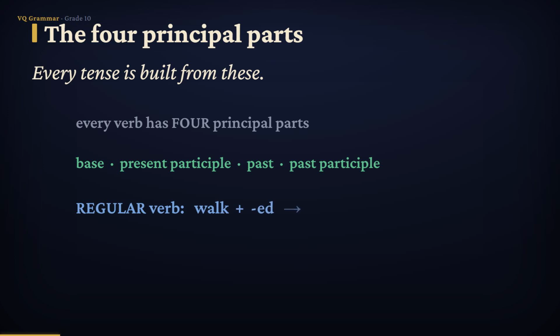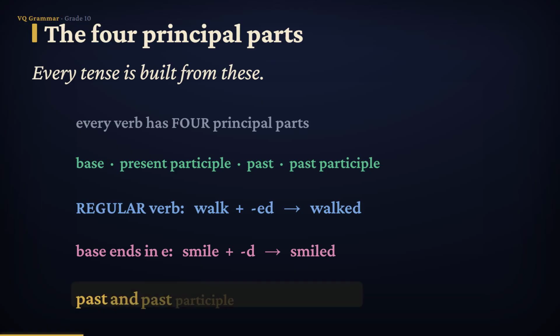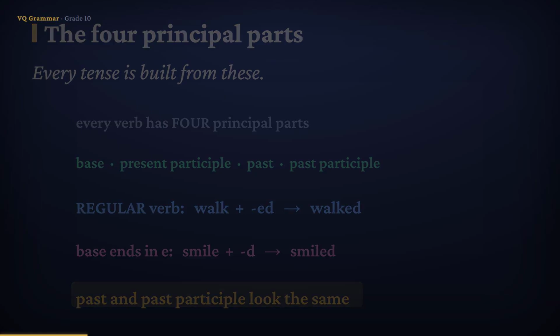A regular verb is the one that plays by the rules. It forms its past and its past participle by simply adding the letters ed to the base. Walk becomes walked. And if the base already ends in a silent E, you just add a D. Smile becomes smiled. Notice something lovely there. For a regular verb, the past and the past participle look exactly the same.